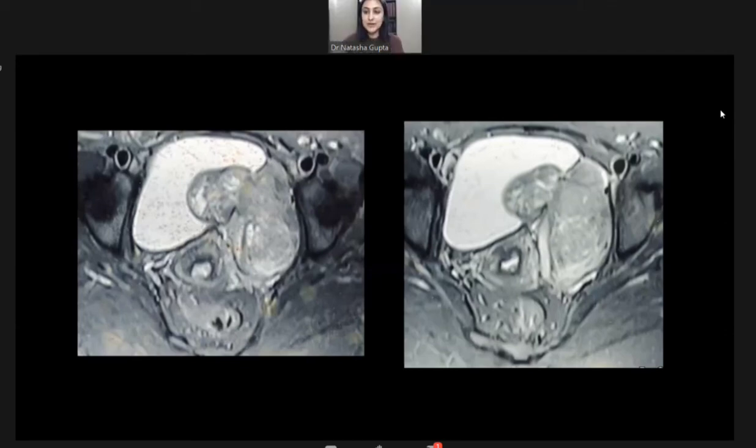Ma'am, leiomyoma or leiomyosarcoma, a low-grade leiomyosarcoma, if at all. But my first differential would be a benign lesion or a low-grade leiomyosarcoma, because two features like the large size and the heterogeneity are going in favor of a low-grade leiomyosarcoma, but first would be a leiomyoma.